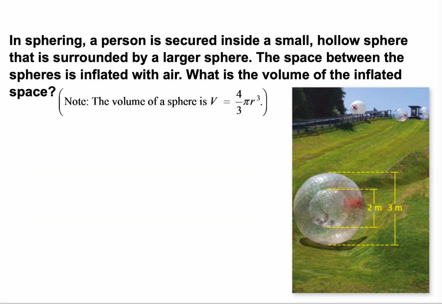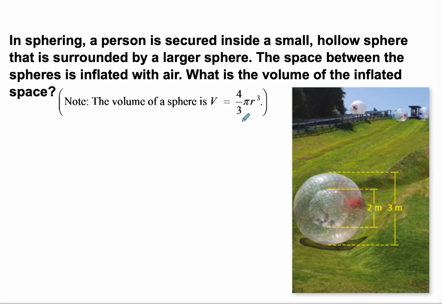All right, let's take a look at our next one. In sphering, a person is secured inside a small hollow sphere that is surrounded by a larger sphere. The space between the spheres is inflated with air. What is the volume of the inflated space? And here it says, note the volume of a sphere is volume equals 4/3 pi r cubed.